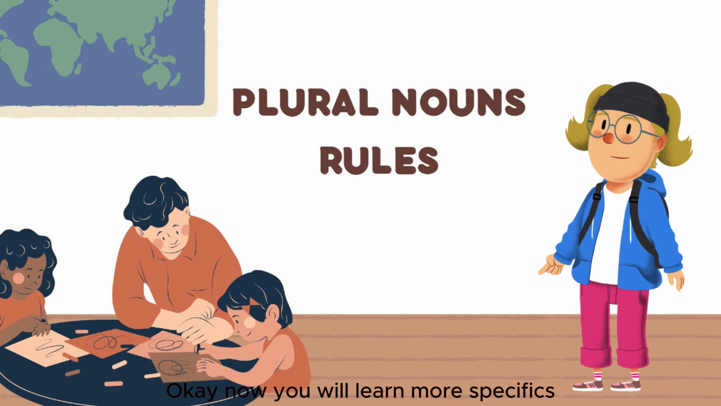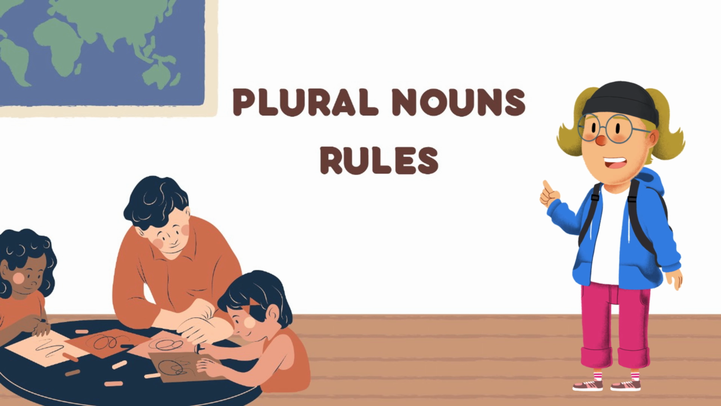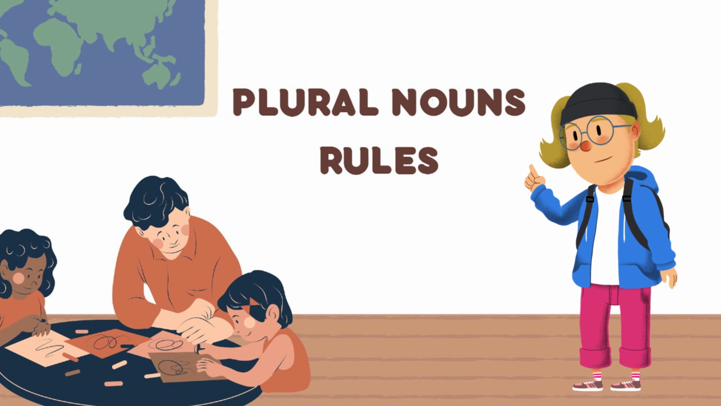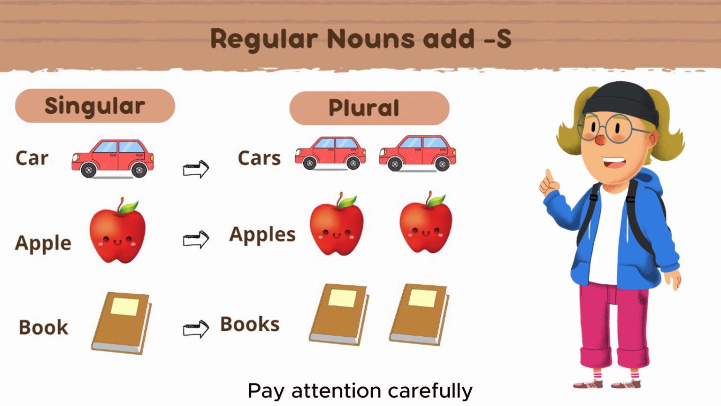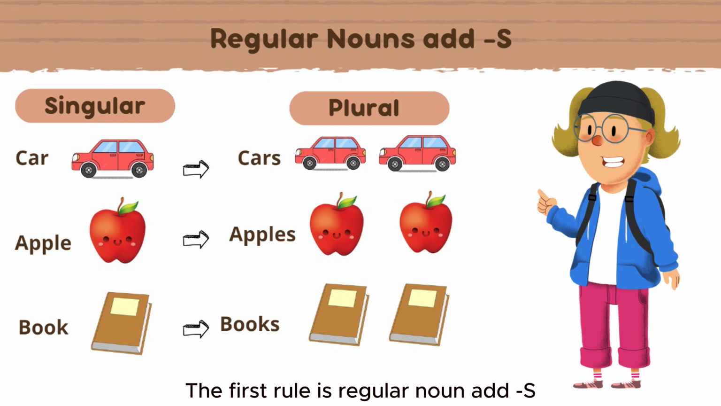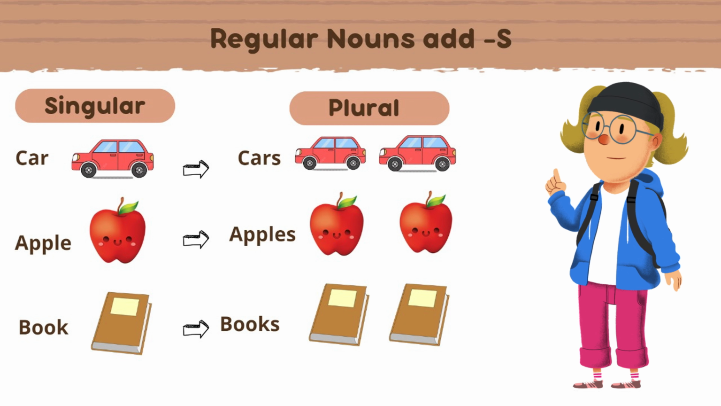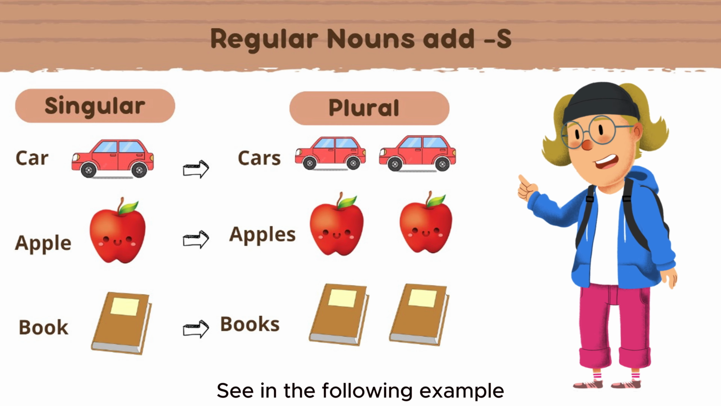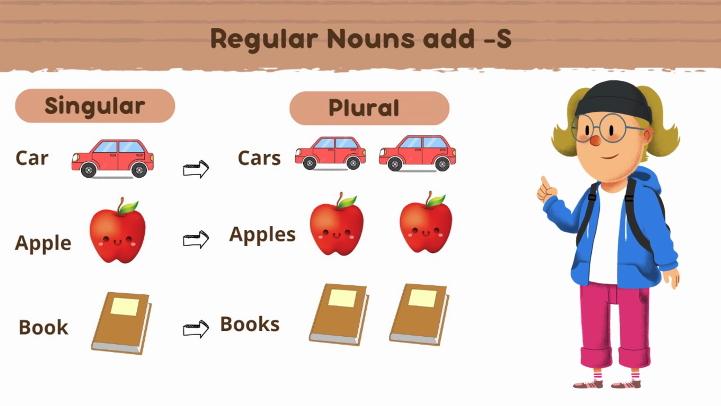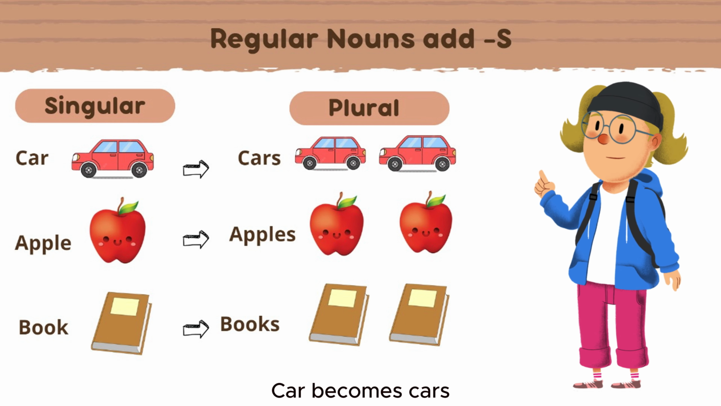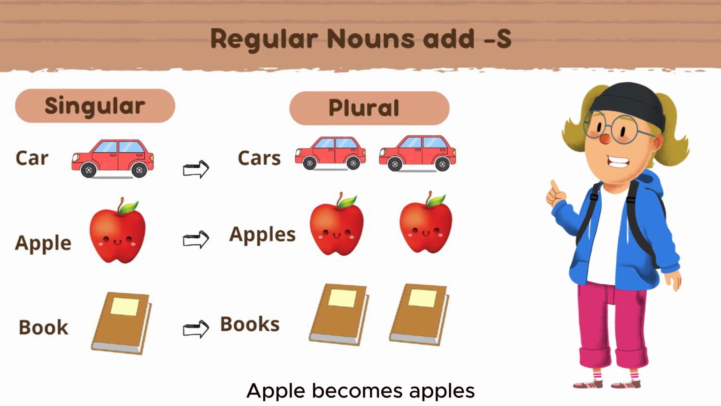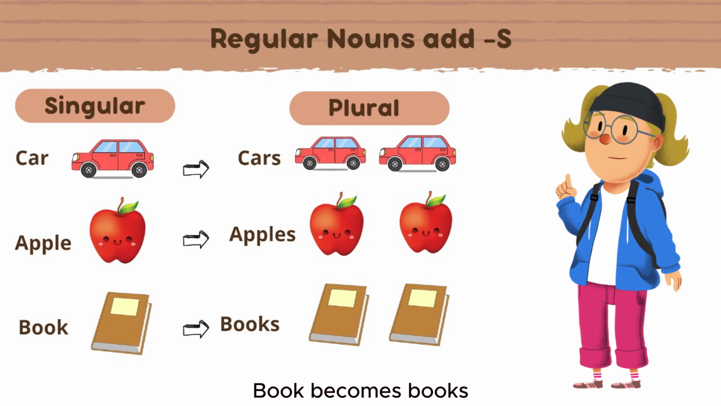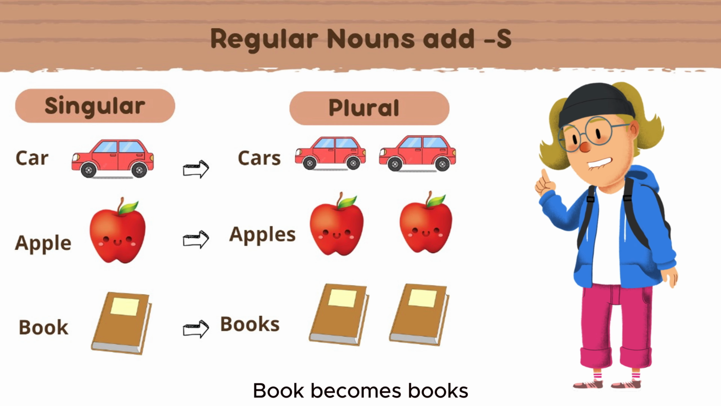Okay, now you will learn more specifics. The following are the rules for adding endings or changing words to plural nouns. Pay attention carefully. The first rule is regular noun, add s. Or if there is more than one common noun, then add s. See the following example. Car becomes cars. Apple becomes apples. Book becomes books.